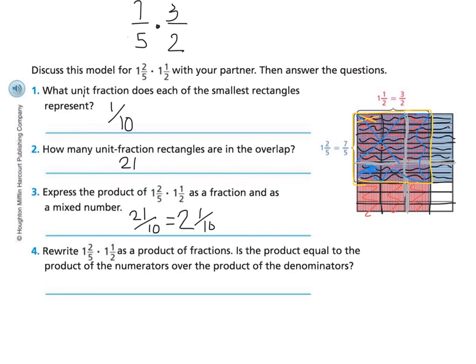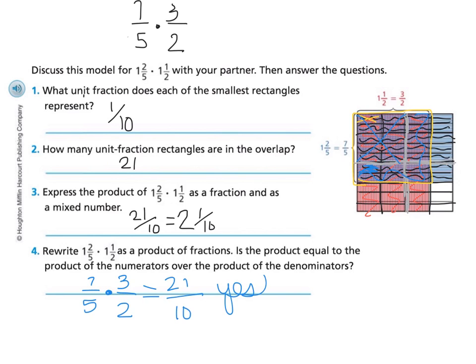So if we were to rewrite 1 2/5 times 1.5 as a product of fractions, is the product equal to the product of the numerators over the product of the denominators? Well, it would be 7/5, that's our improper fraction, times 3 halves, that's our other improper fraction, would equal, does that equal 21 tenths? 21 tenths, why yes. Yes, it does fit our already established generalization.